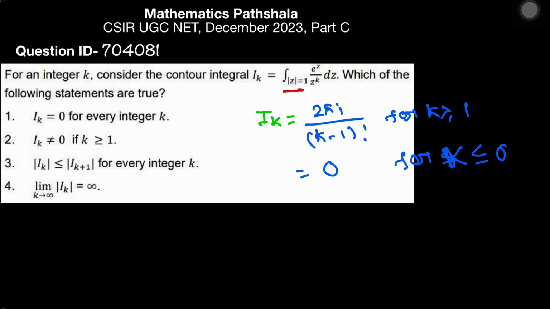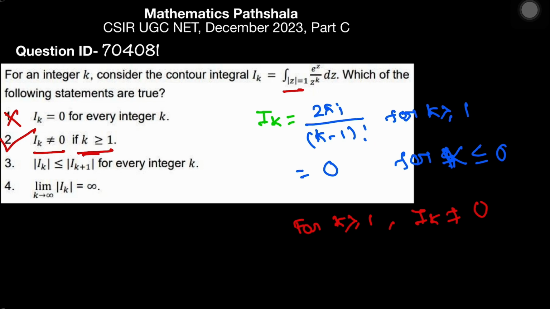Okay, so now you can see that in option 1 it is said that I_k equal to 0 for every integer k. You can see that for k greater than or equal to 1, I_k is 2πi by (k minus 1) factorial, which is non-zero. So option 1 should be false. In option 2 it is said that I_k not equal to 0 for k greater than or equal to 1. We get this, so option 2 should be true.